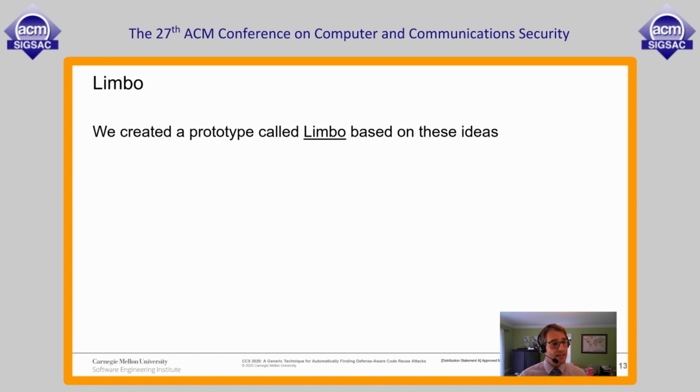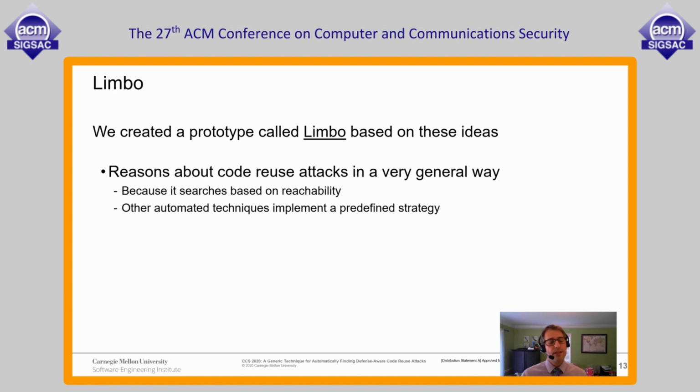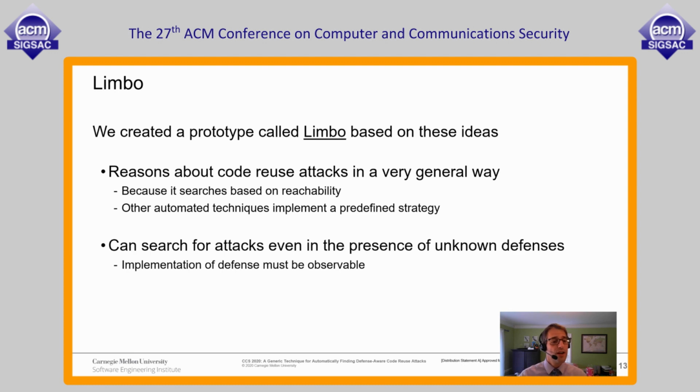So to test out this idea, we created a prototype that we called Limbo. And Limbo is unique because it reasons about code reuse attacks in such a general way, right? Using this idea that's based on program reachability. In contrast, the existing work really has just a predefined strategy that they implement. And that means that they can't necessarily adapt to new changes, right? So they can't necessarily adapt to a new defense that they didn't consider when they were designing that predefined strategy. In contrast, Limbo can actually adapt by looking at the implementation of the defense and trying to find a state that reaches the goal and avoids that particular defense.